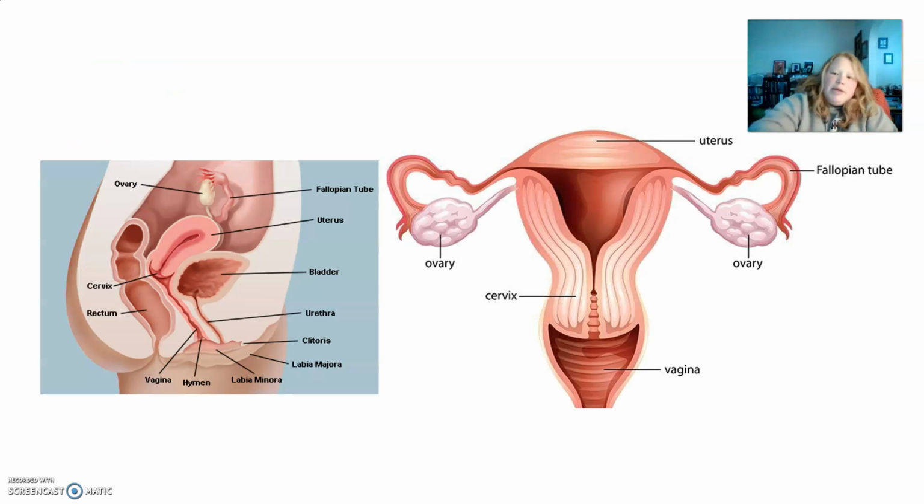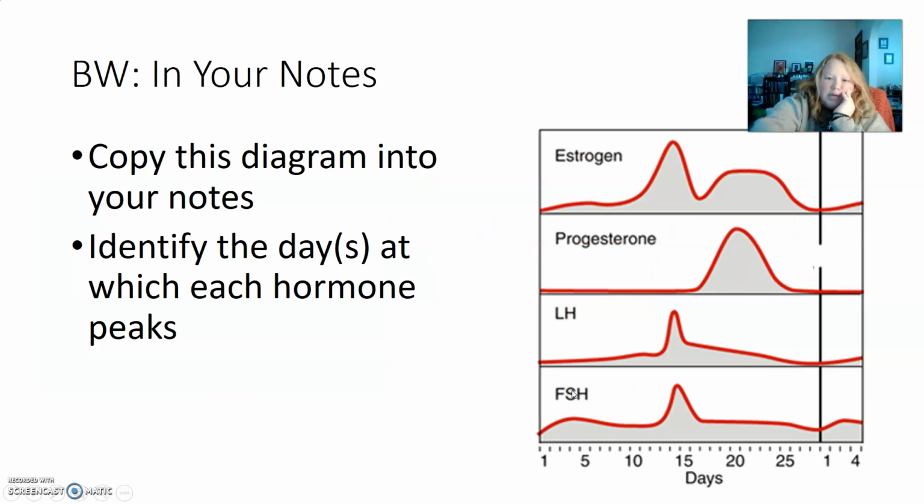Okay, so reminder of what we're dealing with here. Side view, you've got an ovary, you've got a fallopian tube, also known as an oviduct, and then your uterus, cervix, vagina. Front view, you've got your ovaries, your fallopian tubes or oviducts, your uterus, cervix, and vagina. So keep that in mind. Put this diagram into your notes as best as you can.